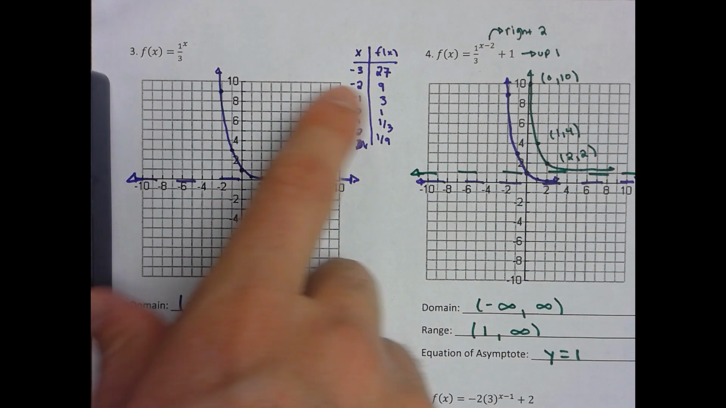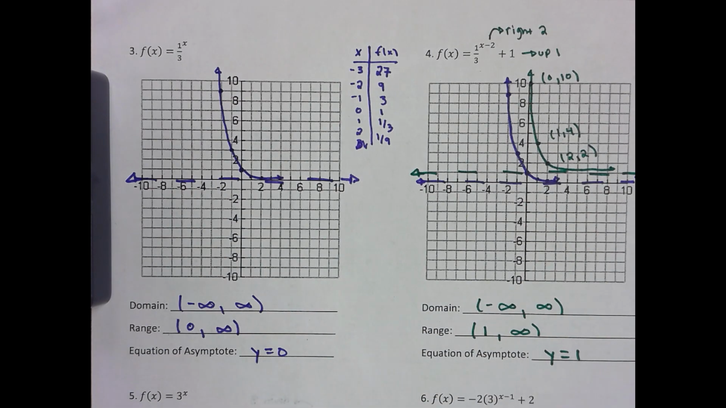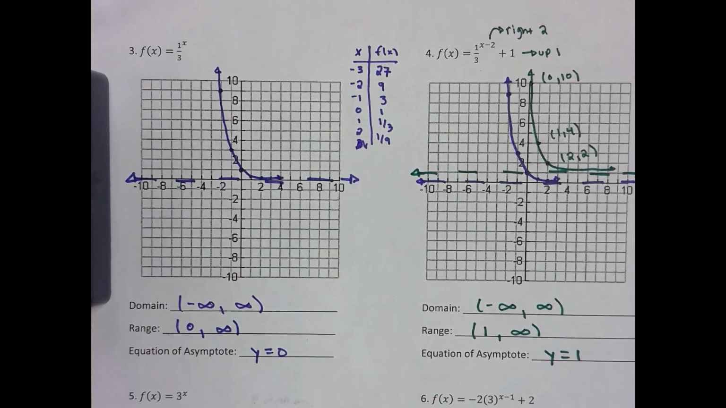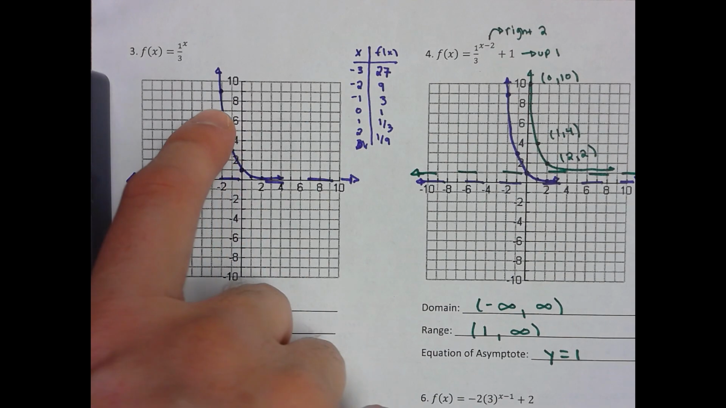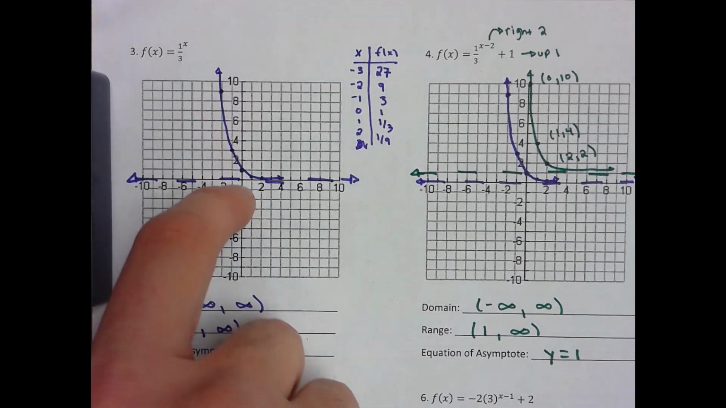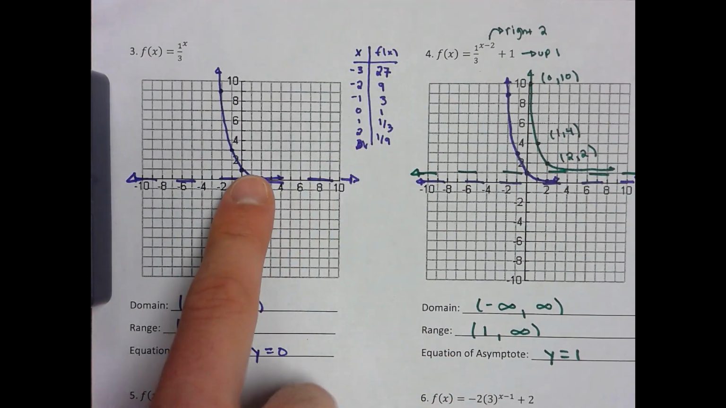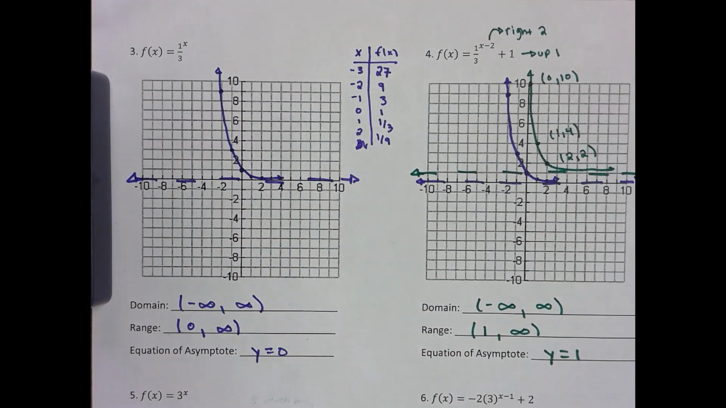Okay, 1/3 to the power of -2 is equal to 3 squared, which is 9. 1/3 to the power of -1 is 3 to the power of 1, which is 3. So we're getting our values to grow as we work our way to the left here. Still, anything to the power of 0 is 1, and then our fractions show up to the right there. Domain, range, all the same with our horizontal asymptote.